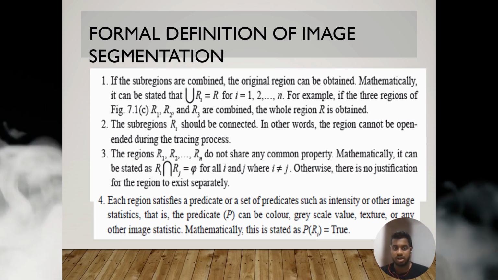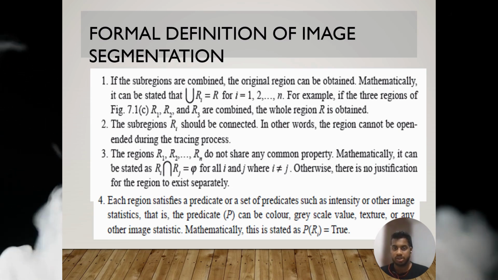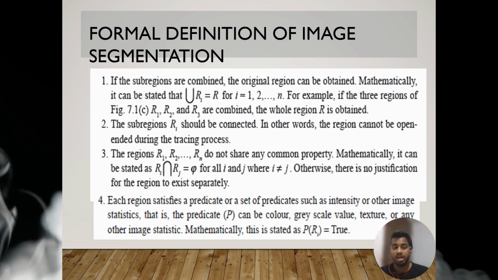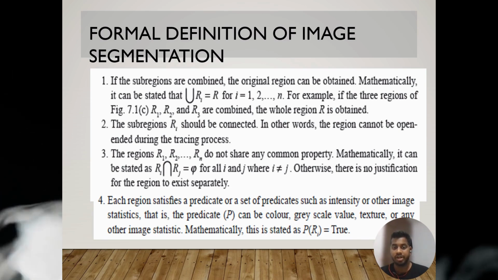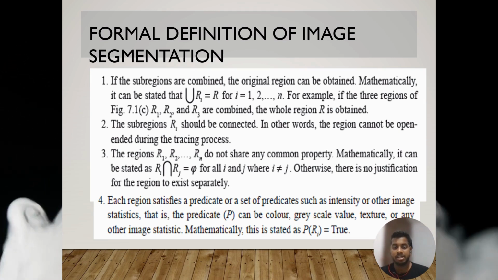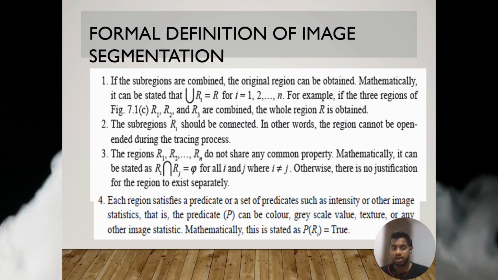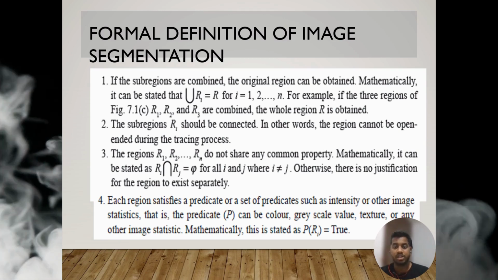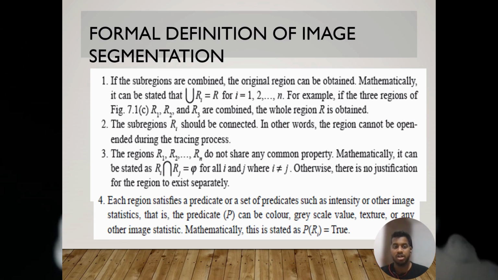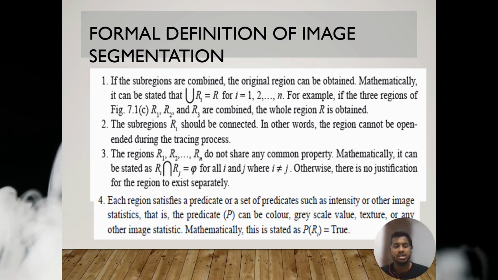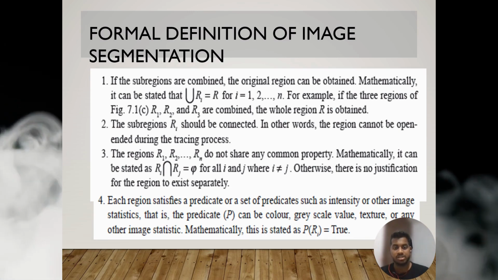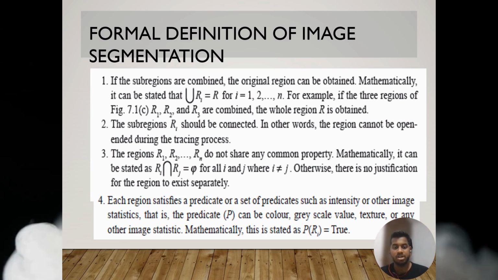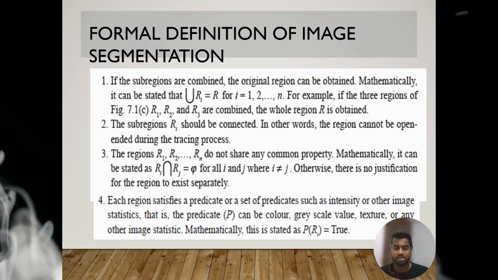The subregion Ri should be connected. In other words, the region cannot be open-ended during the tracing process. The regions R1, R2 and Rn do not share any common property. Mathematically, it can be stated as Ri intersection Rj is null for all i and j where i is not equal to j. Otherwise, there is no justification for the regions to exist separately. Each region satisfies a predicate or a set of predicates such as intensity or statistics, that is, predicate P can be color, grayscale value, and other image statistics.